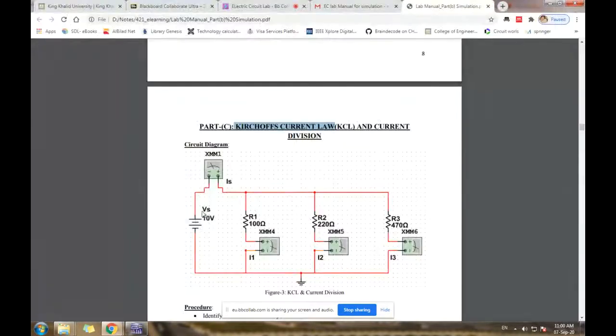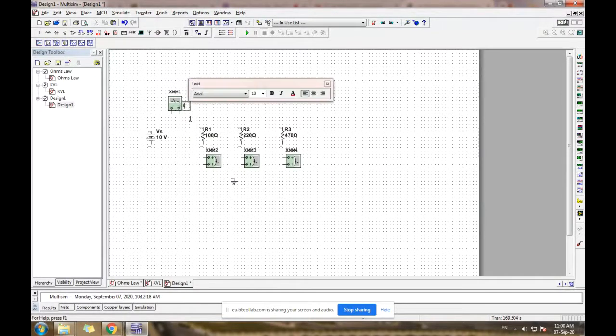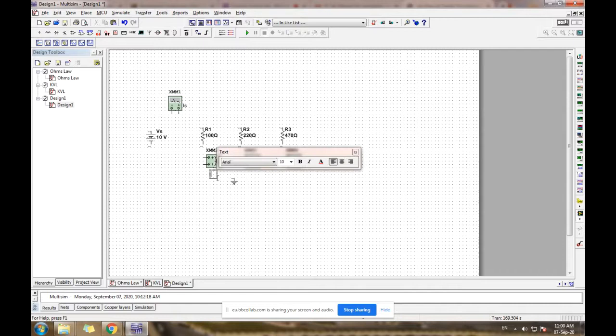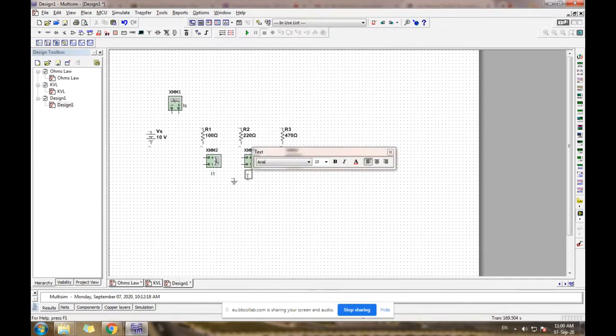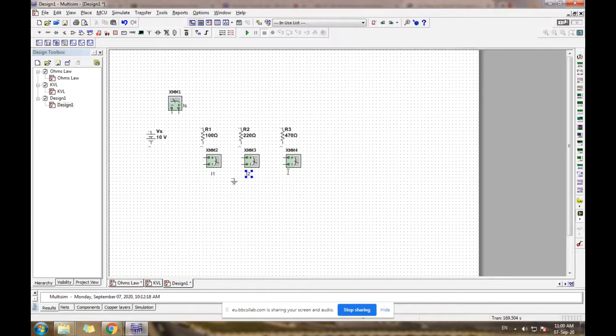So how are the connections? From the 10 volt source, it is connected to negative, and we can specify the labels also. So place graphic text, this is IS. Okay. And again place graphic text, this is I1. Again, place graphic text, this is I2. Next again, place graphic text, this is I3. Okay. Now complete the connection.